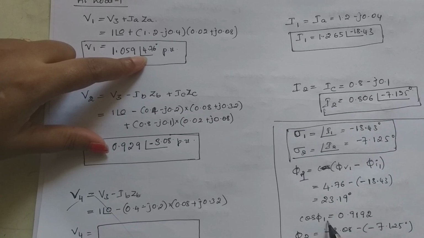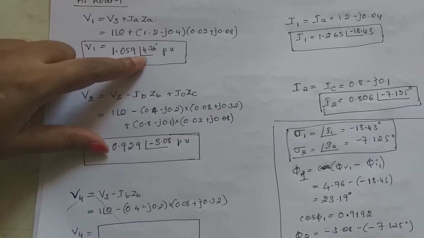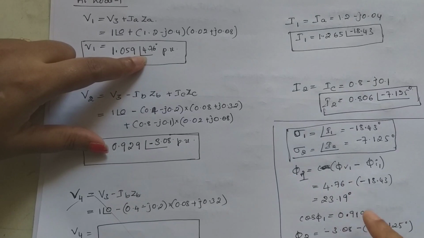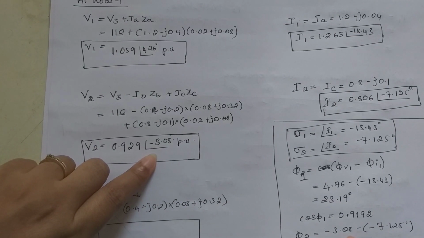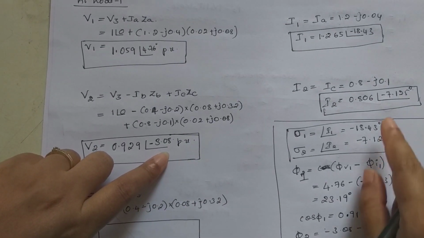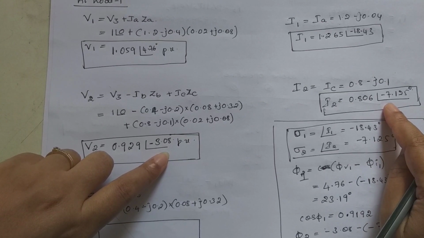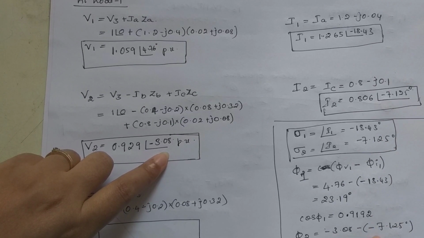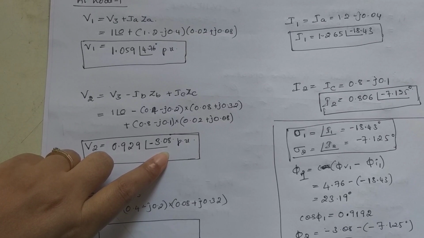So we need to find the value of cos phi 1. Cos phi 1 is 0.9192. Similarly, phi 2 is the angle between voltage as well as current, phi v2 minus phi I2. Phi v2 is minus 3.08 minus phi I2, which is minus 7.125. So minus of minus becomes plus. Adding both, we get 4.045.